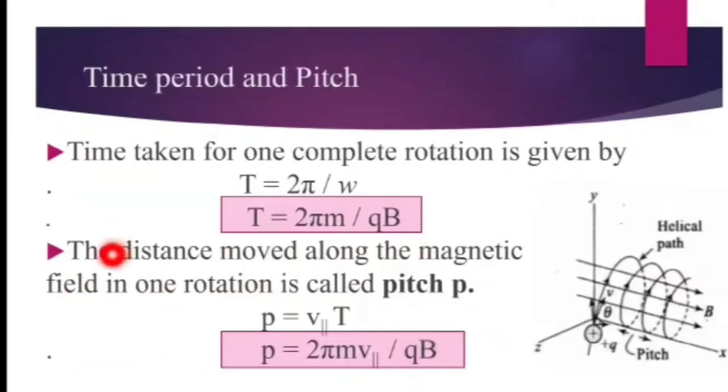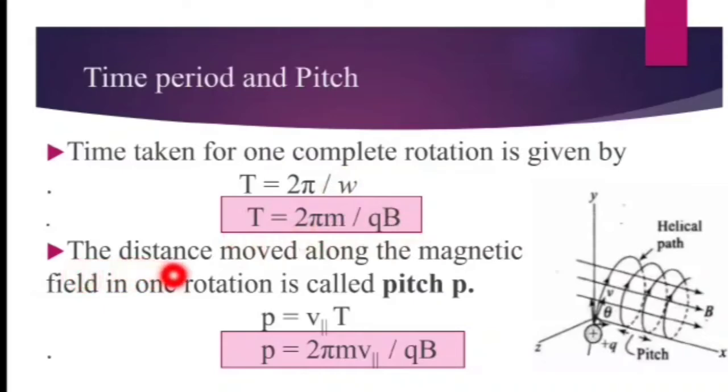Now the time period is the time taken for one complete rotation by the particle. Time period is given by T is equal to 2 pi by omega, and we have already obtained omega as qB by m. Therefore, time period T becomes 2 pi m by qB.